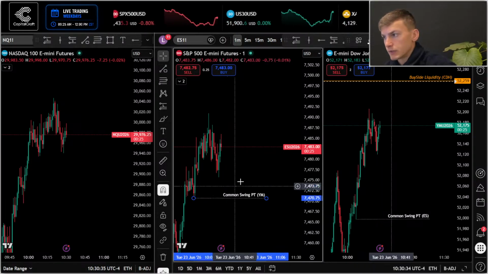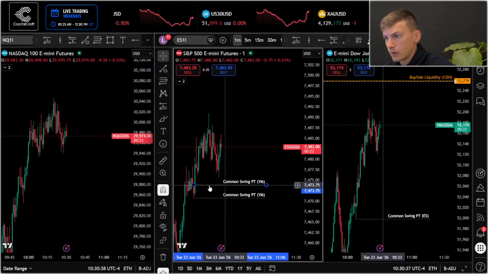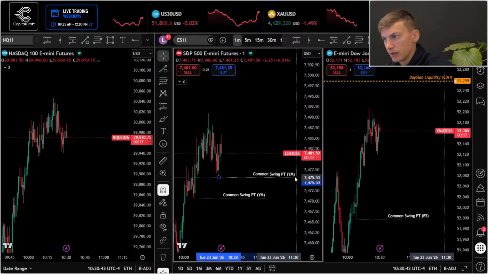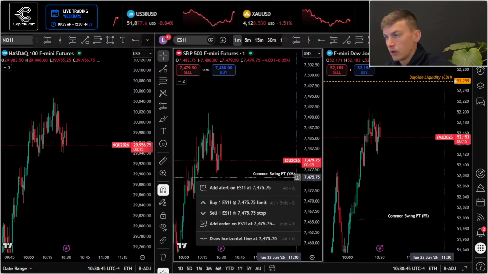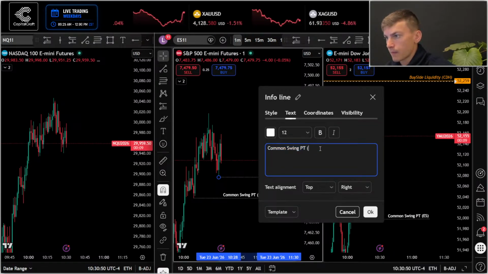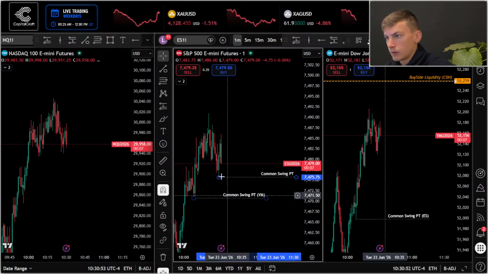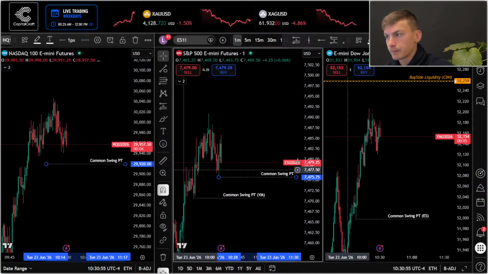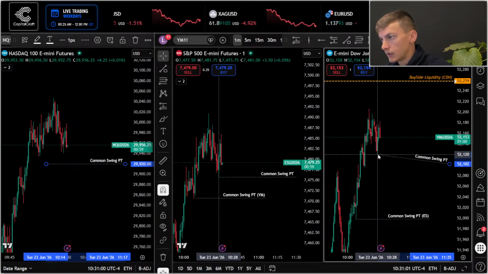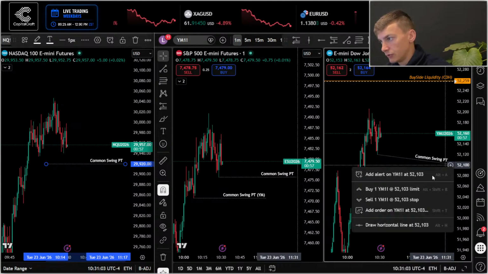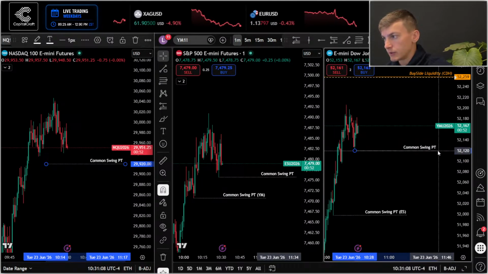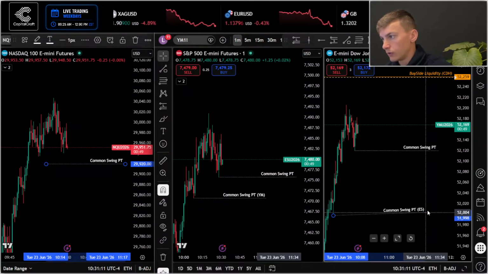What I'm going to do is essentially just go ahead and we'll just change that. We need to see these common swing lows and highs violated, and we want to see price move with one another. Okay, so that's just a common swing point. I'll plot them on every single one of my charts, and the reason I'm not specifying what type of swing point it is, is because it's a swing point on all of our specific pairs, alright?